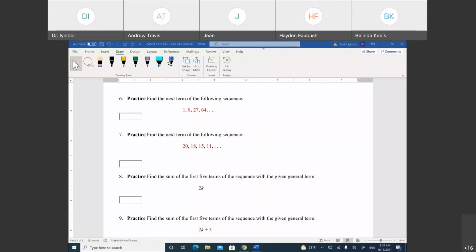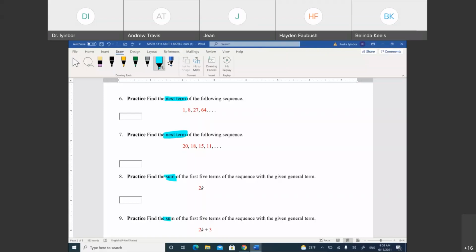So here we're going to continue with sequences. And with the sequences, pretty much there are two types of questions. One of them is when you have to find the next term in the sequence. And the other type of questions is when you have to find the sum. See, it says find the sum and find the next term. So these are the two different types of questions, right?